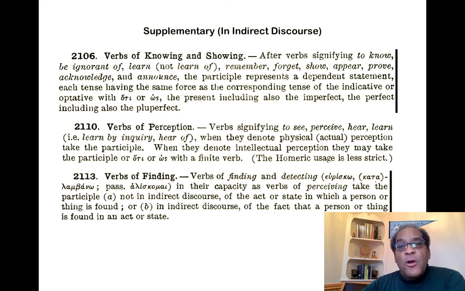Okay, so this supplementary participle breaks down into two different usages. You have the supplementary participle in indirect discourse, and this is where it follows verbs of knowing and showing, verbs of perception, or verbs of finding. We'll see an example of verbs of finding. Smyth lists the types of verbs that are involved and gives examples of these. So you can examine these at your leisure, but I really just want to give the rough idea here.